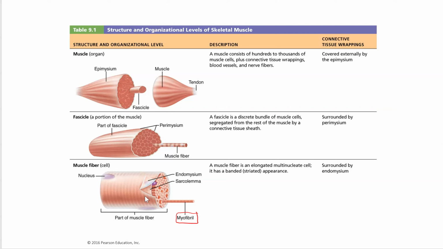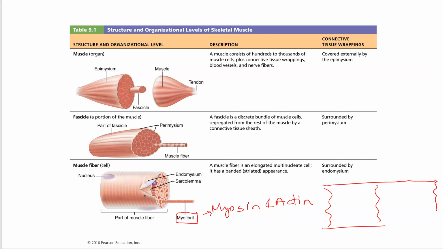So myofibril is basically the smallest contractile unit of the muscle, and this is where the actual contraction occurs. Myofibril contains a bunch of myosin and actin filaments, along with other regulatory proteins where contraction actually occurs. So if you take a cross section of a myofibril, this is what it would look like. It contains a whole bunch of light and dark lines, as you see under the microscope, and they contain several smaller units known as the sarcomere. Okay, so sarcomere.